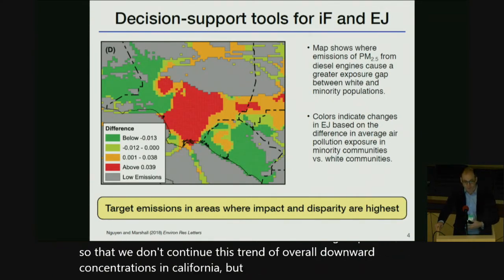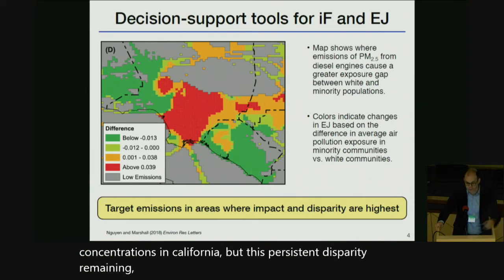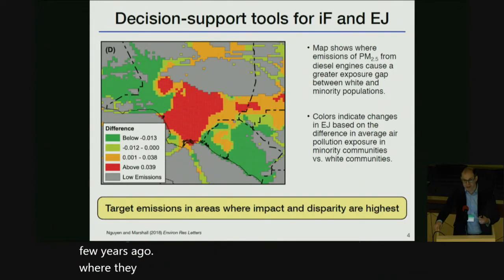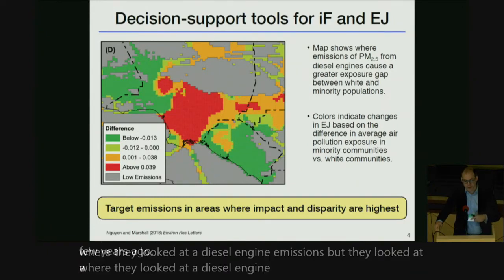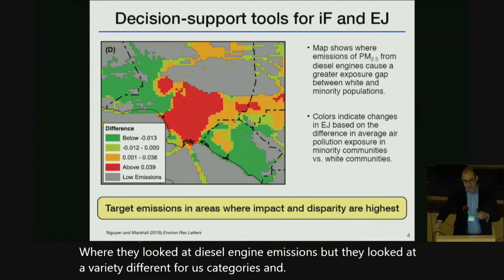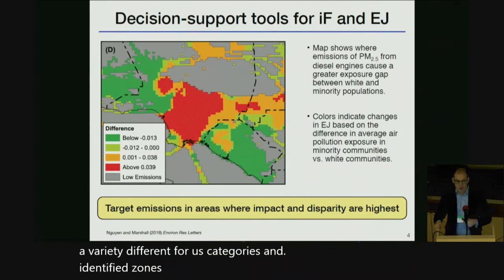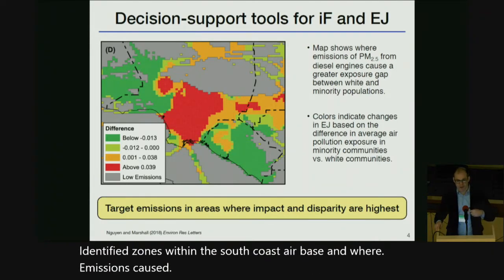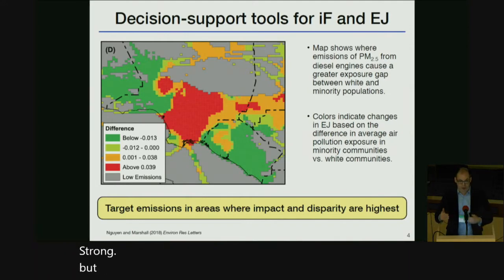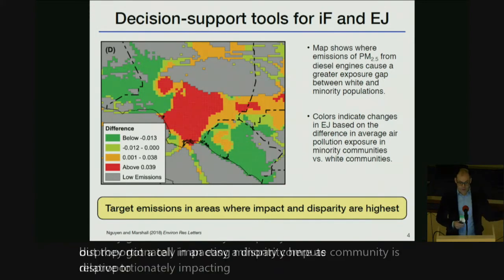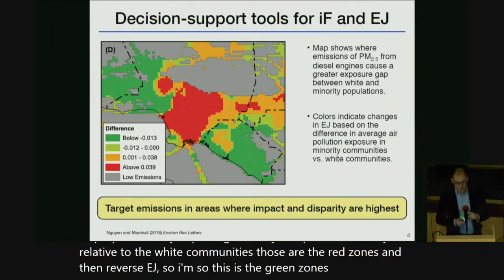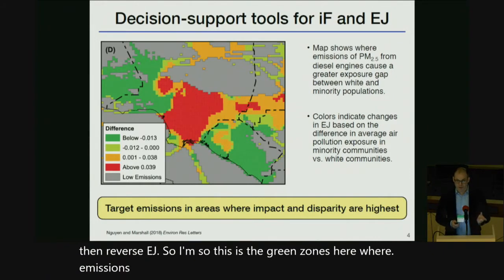this persistent disparity remaining. This is some work from Julian Marshall's group from a few years ago, where they looked at, here, diesel engine emissions, but they looked at a variety of different source categories and identified zones within the South Coast Air Basin where emissions caused strong what they call an EJ disparity here as disproportionately impacting minority communities relative to the white communities. Those are the red zones. And then reverse EJ zones. So those are the green zones here where emissions disproportionately impacted whites relative to minorities.